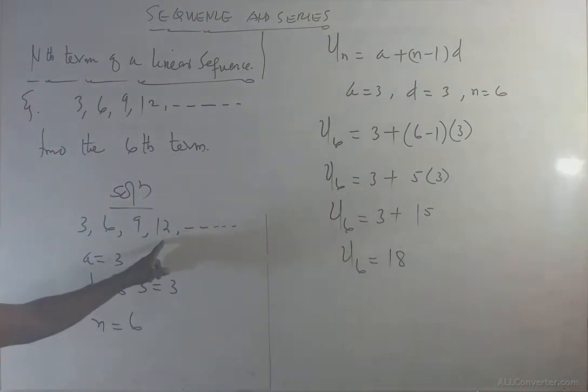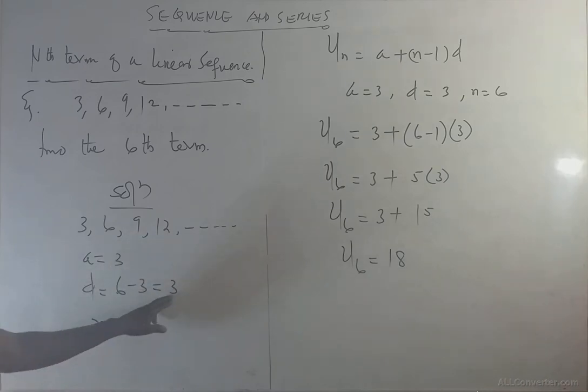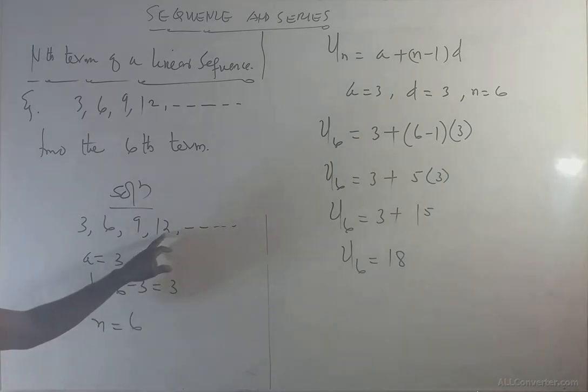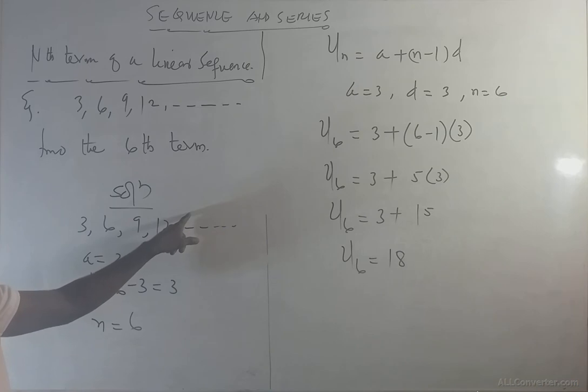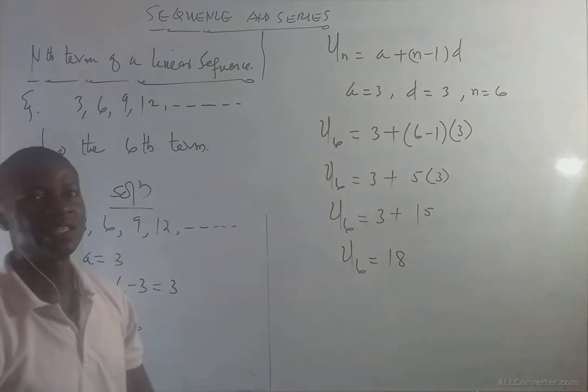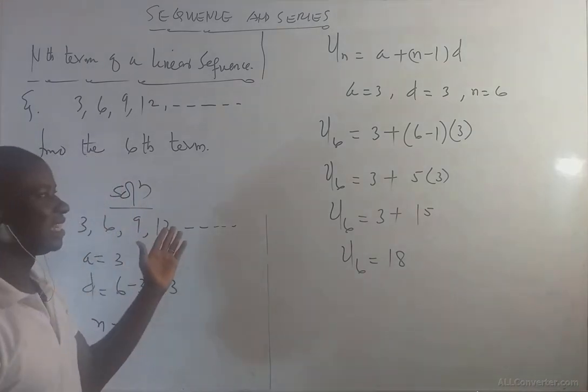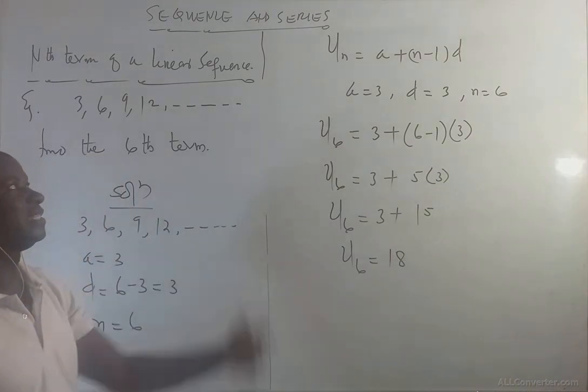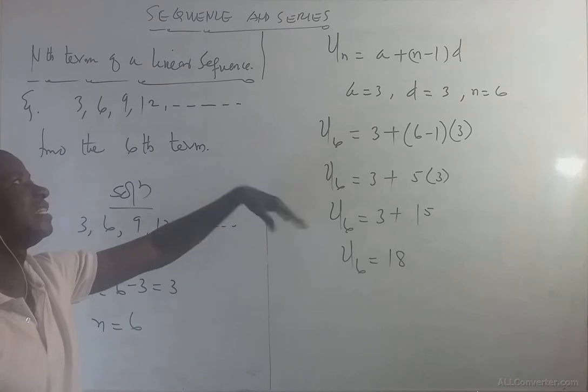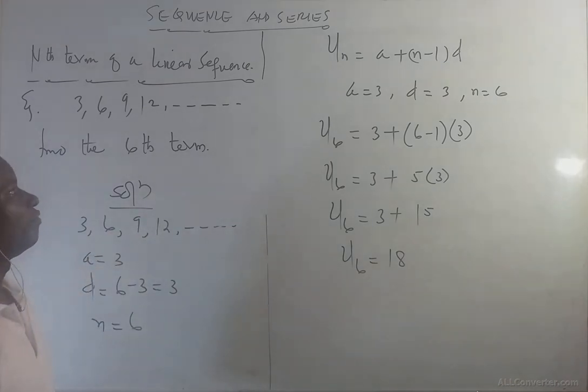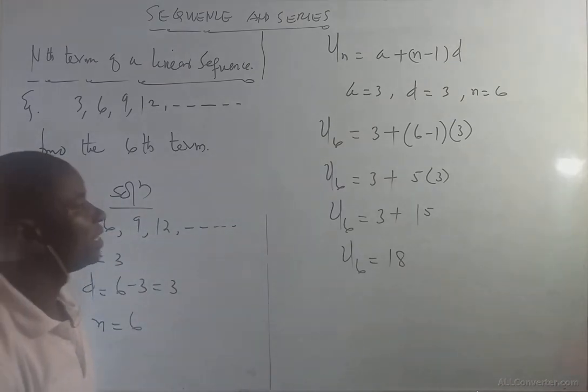Now, when you look at this, the common difference is 3, you know. So if you add 3, this is 1, 2, 3, 4. These are 4 terms. If you want to find the fifth term, if you add 3 to 12, you get 15. That's the fifth term. If you add 3 to 15, you get 18. And that's what we are getting. But we don't want to be adding, as I'm showing you here. That is why the formula is there. So that is the general formula for finding the nth term of a linear sequence.